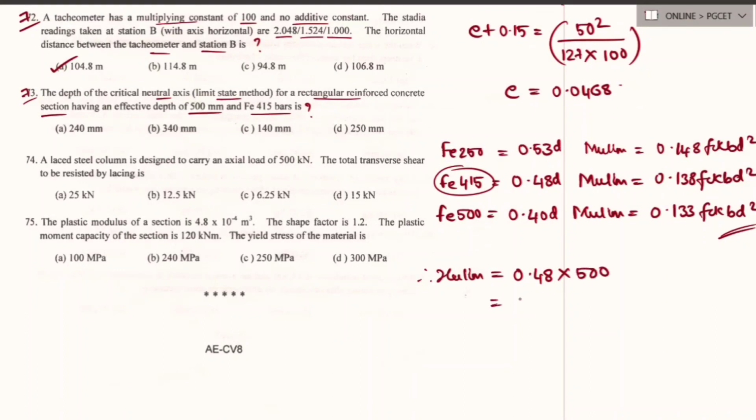So, the depth of the critical neutral axis xu limit is equal to 0.48 times of the depth of the section. So, 0.48 times 500. Therefore, the critical depth will be 240 mm. Option A is the right answer.